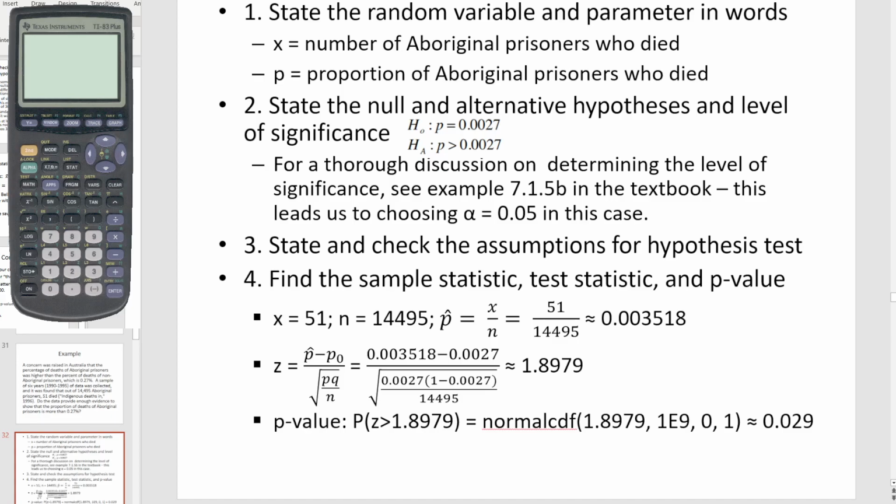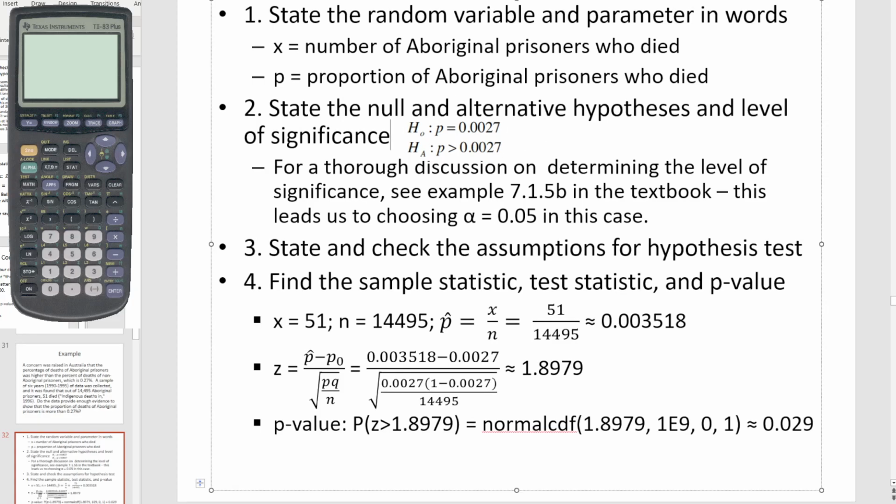Our test statistic, z, is p hat minus p divided by the square root of p times q over n. So we get about 1.8979 when we plug everything in. To determine our p-value, here we're finding the probability that z is greater than 1.8979. This is because our alternative hypothesis is that p is greater than 0.0027.